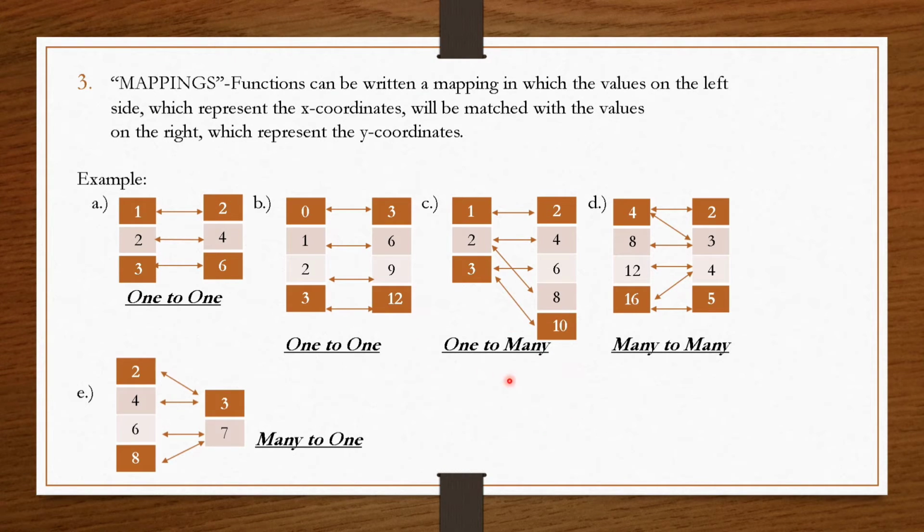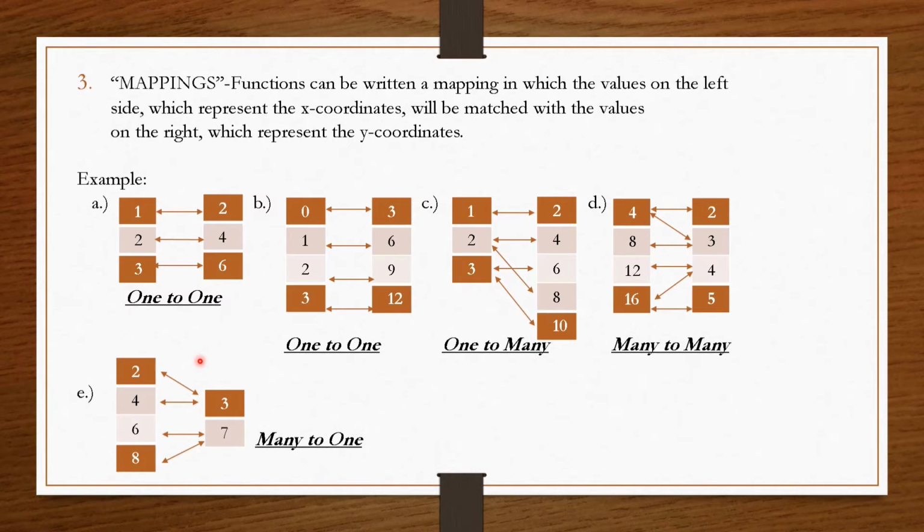And all one-to-many are not functions, so it's not a function. In our next example, we have (4,2), (4,3), (8,3), (12,4), (16,4), (16,5). Since there's many here to a single value, then many here to a single value, it's many-to-many. Then all many-to-many are not functions, so it's not a function.